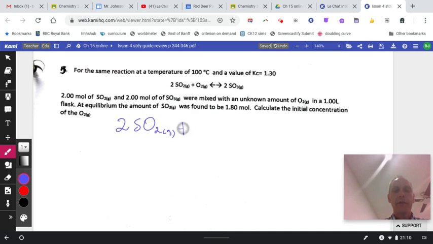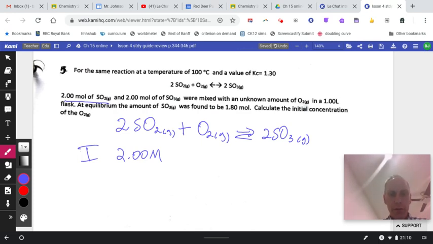2SO2 gas reacts with O2 gas to produce 2SO3 gas. And what are they giving us? 2 moles of SO2, and that's in a 1 liter flask, 2 moles per liter. That's our initial. And 2 moles per liter of SO3. And an unknown amount of O2. Oh, this is different. So it's not 0. It's unknown. We're going to call it Y, not X, because we'll use X for our change in the change column.